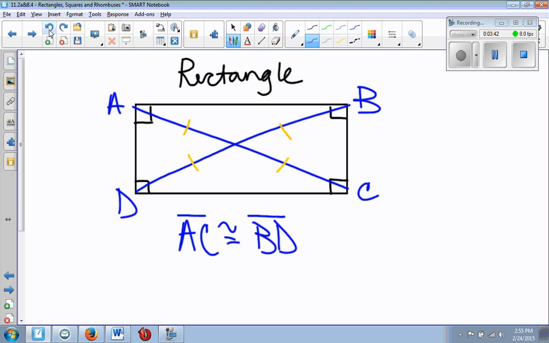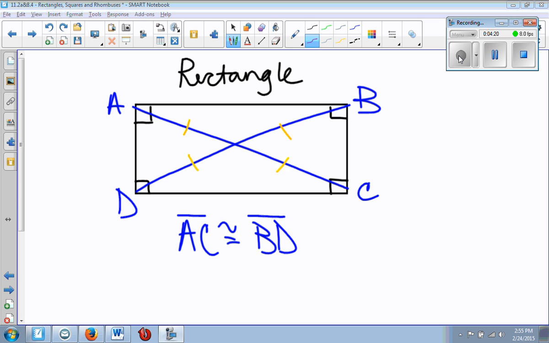Things to keep in mind. I'm adding on these new specific things about a rhombus and a rectangle, and next I'll be doing the same thing for a square. But what we need to understand is all of these figures also carry all of the properties of a parallelogram. So they all have opposite sides congruent. They all have opposite angles congruent. They all have consecutive angles that are supplementary. They all have diagonals that bisect each other. And then there's one more. Oh, the opposite sides are parallel to each other.